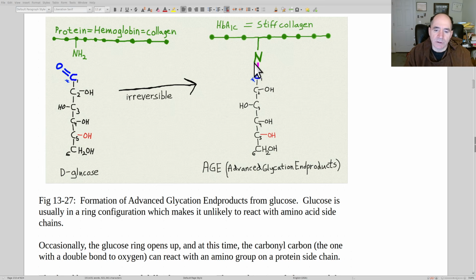And this will cause a change in the shape of the protein, and protein function depends on their shape typically, so that'll make it quite often less functional or dysfunctional or completely nonfunctional. It can cause real problems.